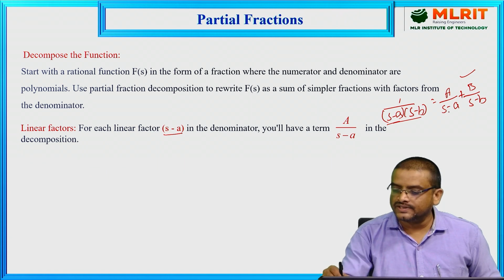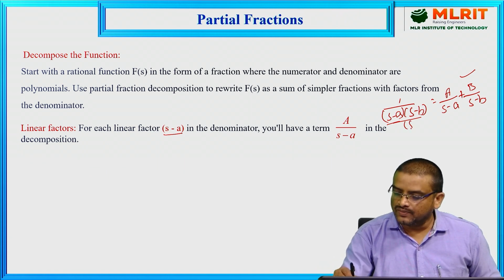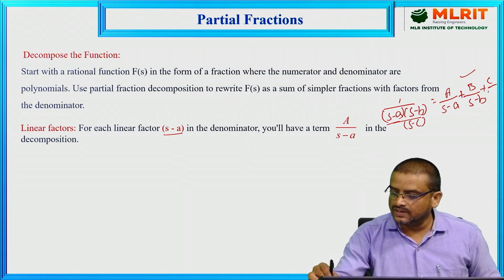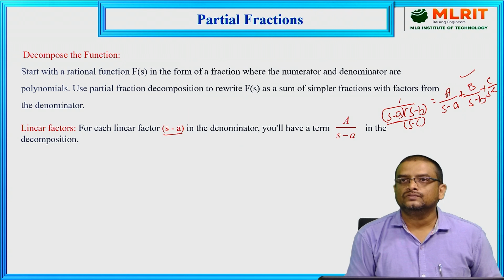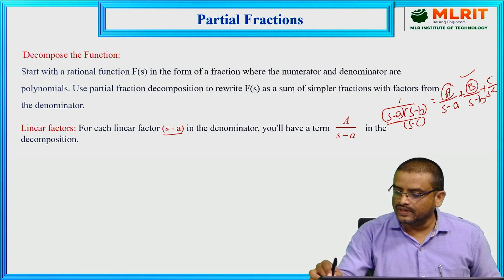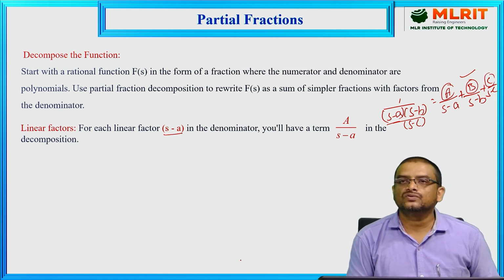A by s minus a plus B by s minus b. Suppose we are having one more factor, s minus c, then we have to take C by s minus c. So this is the way how we can split this. And now our task is finding the values of A, B, C. We have to get that value.